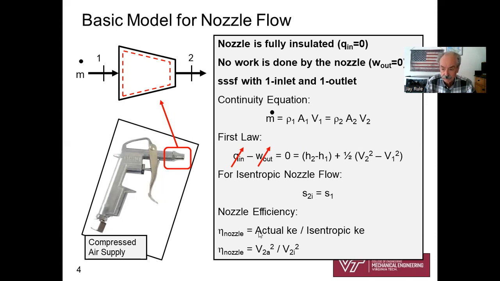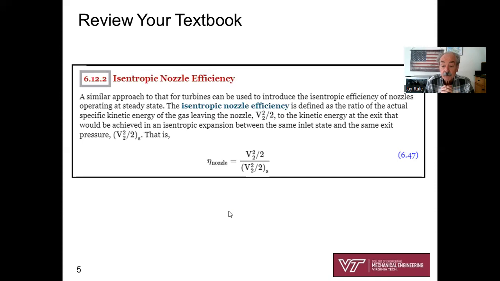Nozzle efficiency, we're going to go to your book, is defined as the actual kinetic energy leaving the nozzle, 1/2 V2 squared, divided by the isentropic kinetic energy, 1/2 V2 isentropic squared. And here's the screenshot from your textbook, section 6.12.2, defining nozzle efficiency. So do you see, this would be the actual kinetic energy leaving the nozzle divided by the isentropic kinetic energy leaving the nozzle.